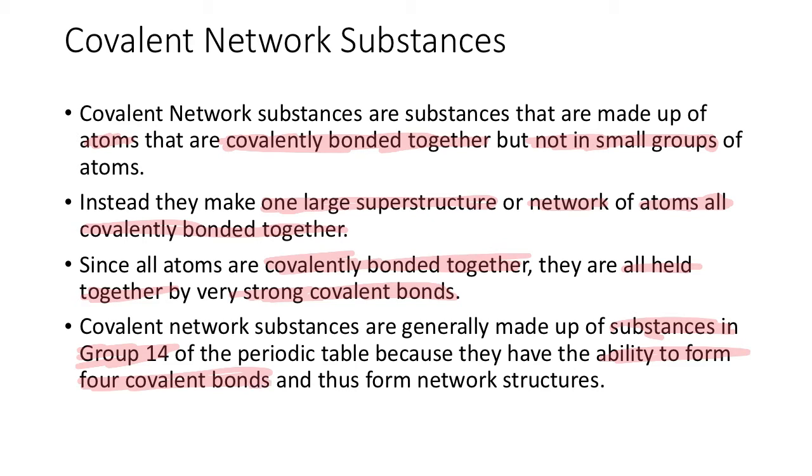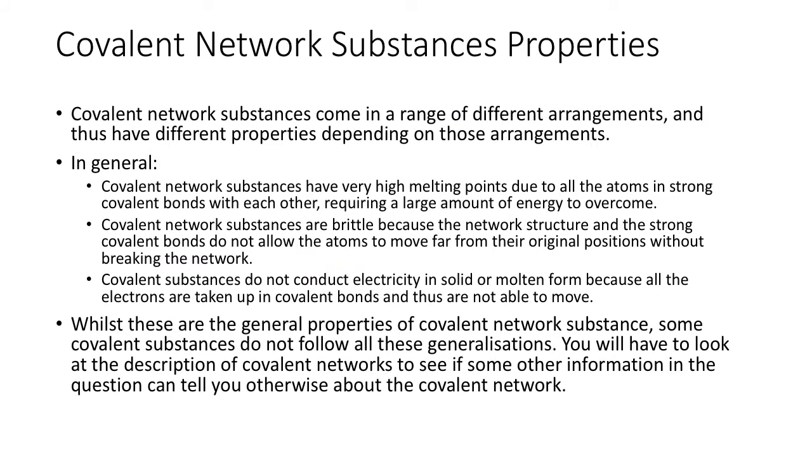All right, so let's have a look here. Covalent network substances come in a range of different arrangements. Okay, so they don't just come in one particular arrangement. They have a range of different arrangements, and they have different properties depending on those arrangements. Therefore, you can't just say all covalent network substances are one particular way. They have a range of arrangements that determine how they will exist.